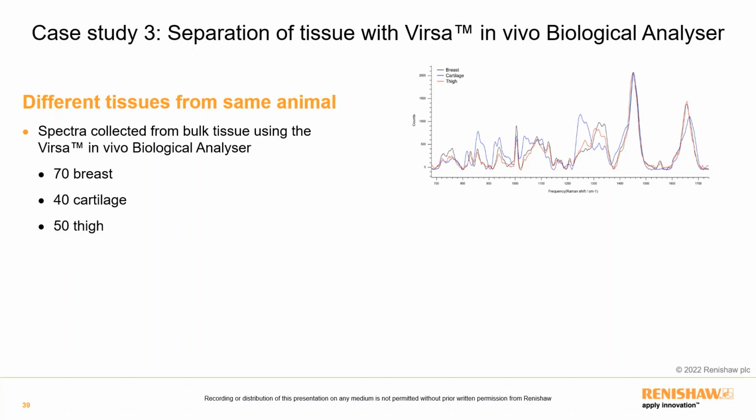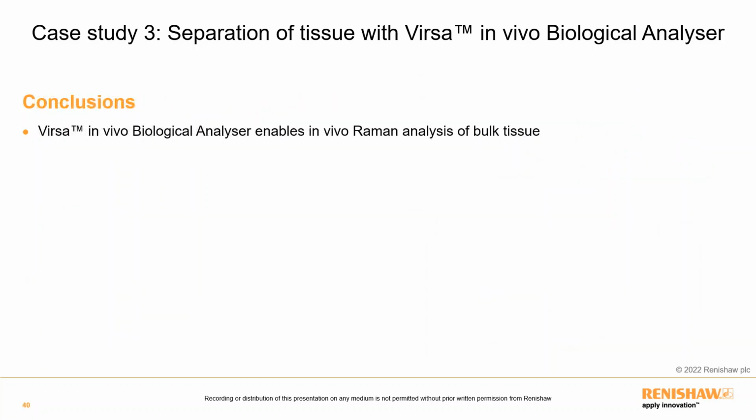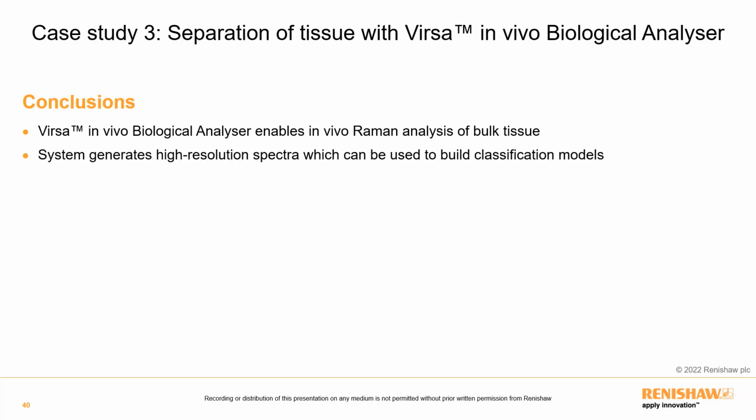Spectral differences could be seen in the collected spectra from each tissue type, as can be seen in the average spectra shown. A PCA-LDA model was once again built, and the resulting scatter plots showed good separation of the different tissue types. In this case study, we demonstrated that our Virsa in vivo biological analyzer is able to analyze bulk tissue effectively. The generated spectra showed high resolution, which allowed small differences to be resolved.